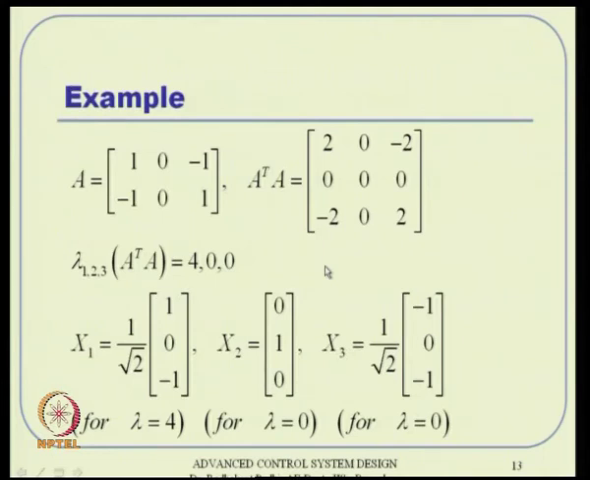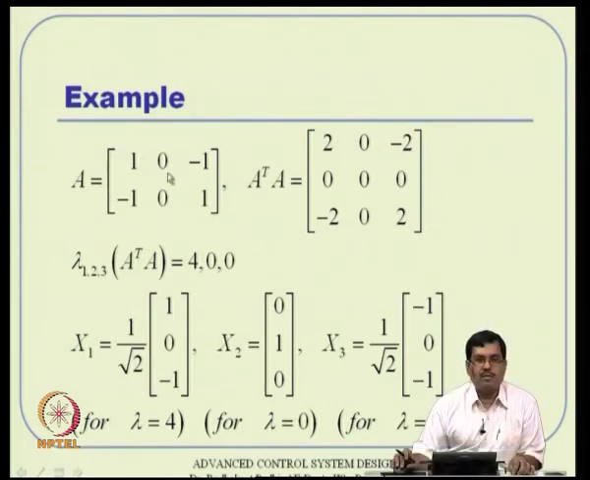Let us see an example to make our ideas clear. We start with a 2 by 3 matrix. Remember, this is not a square matrix. So, the first step is to construct A transpose A, which happens to be like that. Very quickly you can verify: A is 2 by 3, so A transpose is 3 by 2, and 3 by 2 into 2 by 3 is 3 by 3. Hence you are getting a 3 by 3 matrix.